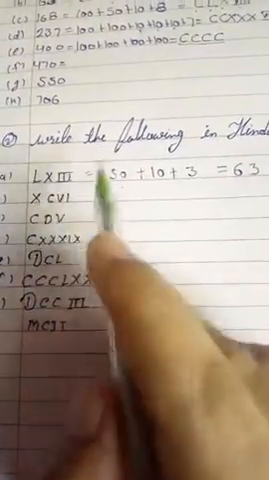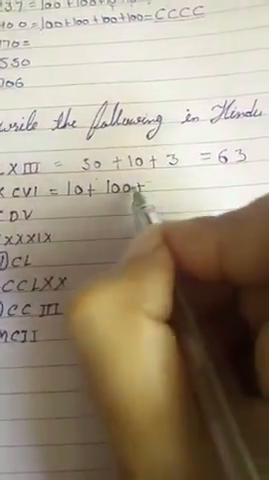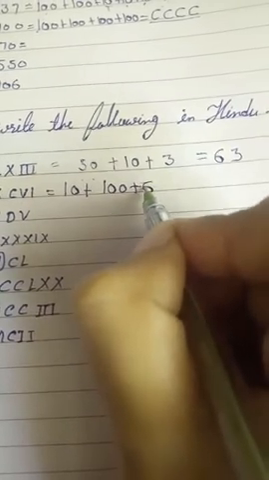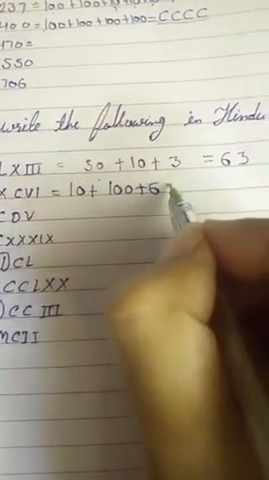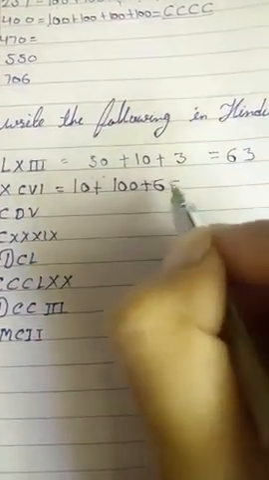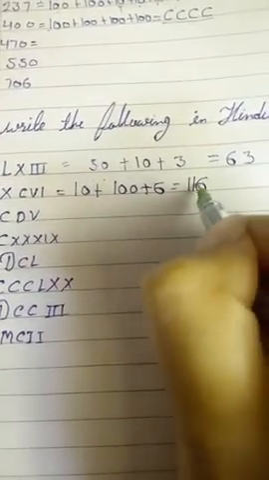Okay. Next, same as before, X, the symbol of 10, C, the symbol of 100, and last the symbol of 6. 10, 100 and 6. Add the numbers. 10 plus 100 plus 6 equals 116.